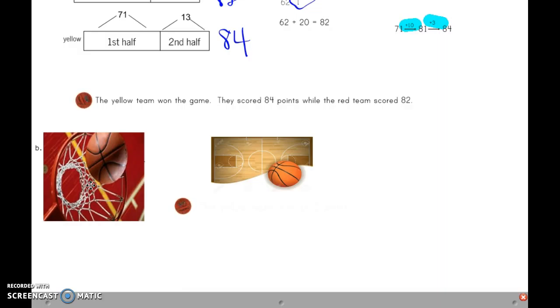So when I'm thinking about this, I know that the whole amount of points scored was 84, and that the red team only scored 82. So to figure out how many more points the yellow team won by, I can do one of two problems. But first, I want to show you my tape diagram. If you haven't completed your tape diagram, go ahead and pause the video, complete your tape diagram, and then press play when you're ready to join me.